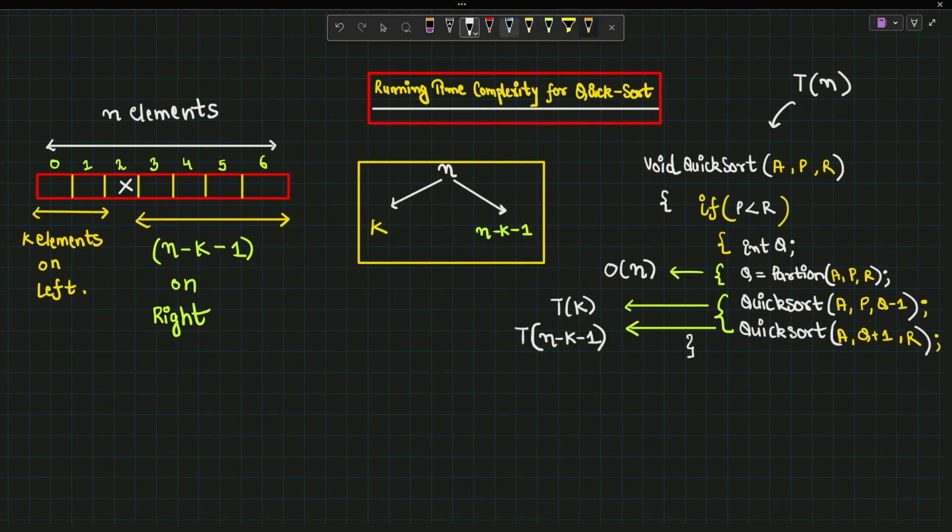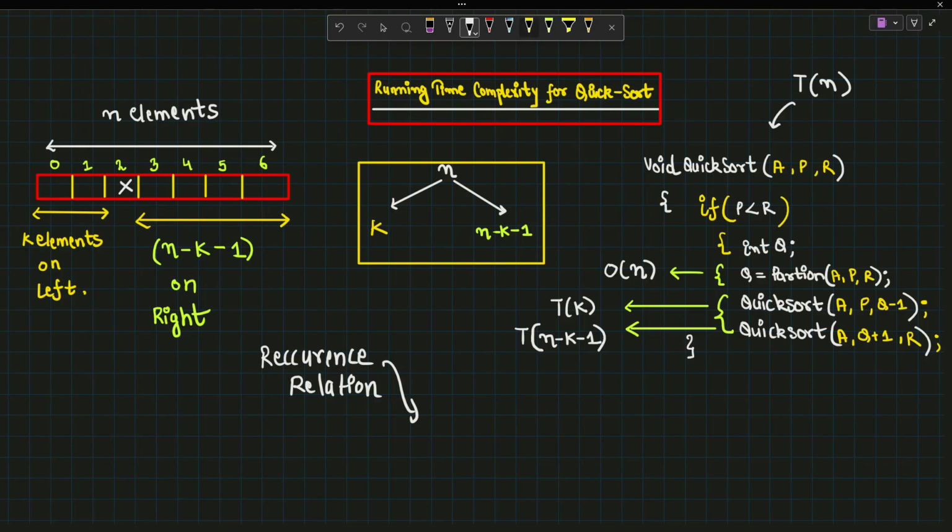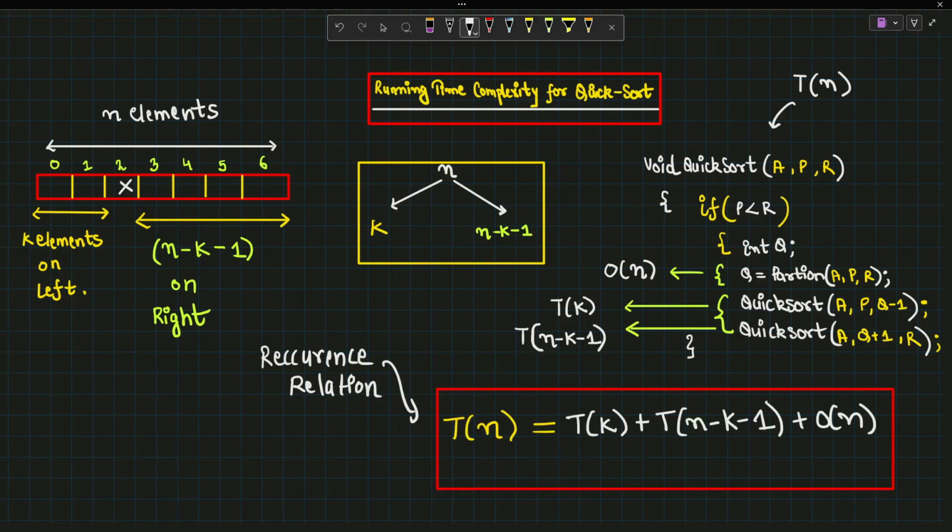If we assume the time taken by the quicksort function for the left part as a function T with k elements as input, and for the right part of the array as T with n minus k minus 1 as input, our general recurrence relation will come as T(k) plus T(n minus k minus 1) plus the running time complexity for the partition algorithm, which is big O of n.